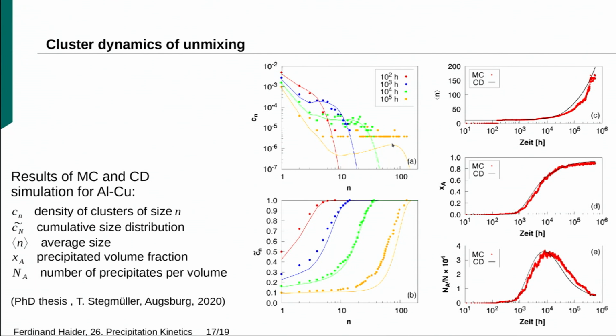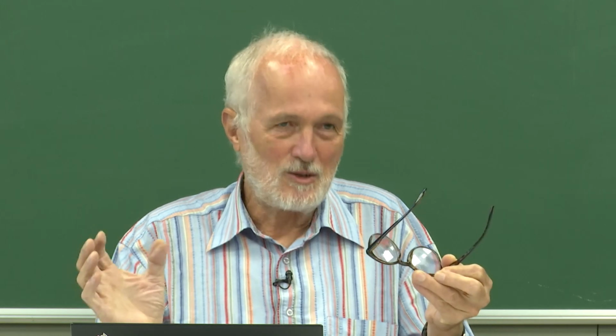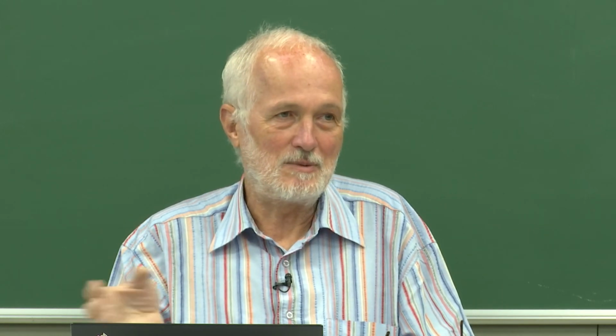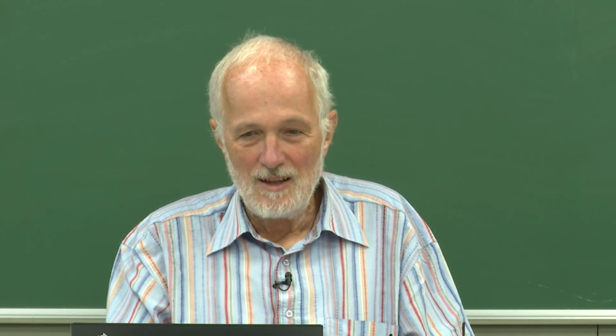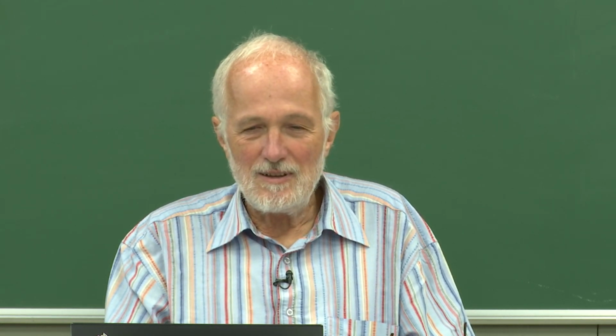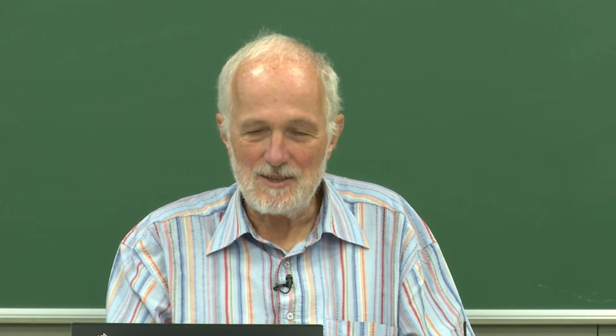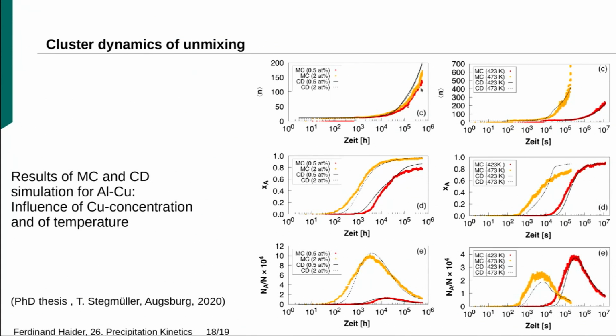So this is nice. And as I said, this was done not for a 2D system, but for a system containing two-dimensional or platelet precipitates. One should not mix up these two. Here you see this concentration dependence for two different sets of concentration, 0.5 and 2%. And here these quantities for different temperatures. So this all fits nicely.